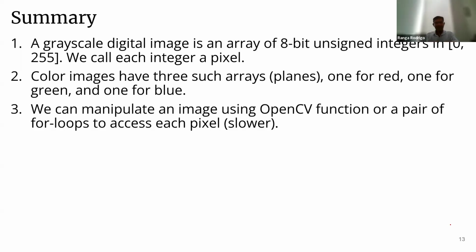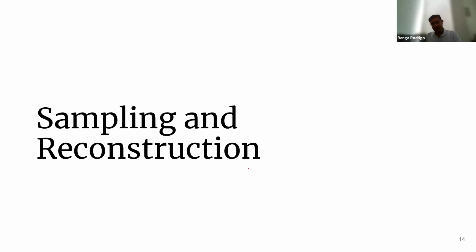So in summary, what we discussed up to now is: a grayscale digital image is an array of 8-bit unsigned integers in 0 to 255. We call each integer a pixel. Color images have three such arrays, one for red, one for green, and one for blue. We can manipulate images with an OpenCV function or a pair of for loops. That's what we sort of studied. Then we will look at sampling and reconstruction after a break.